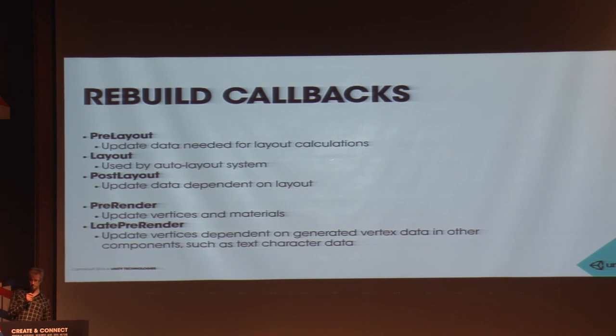For graphics, you will normally use the PreRender event. This is where you calculate all the vertices and textures and materials for the graphics. In rare cases, you can also use LatePreRender. This is needed if your graphical element relies on being able to read the vertices of some other UI element. In the UI system, we use this for the input field, which needs access to the vertices of the text in order to know where the blinking cursor should be.